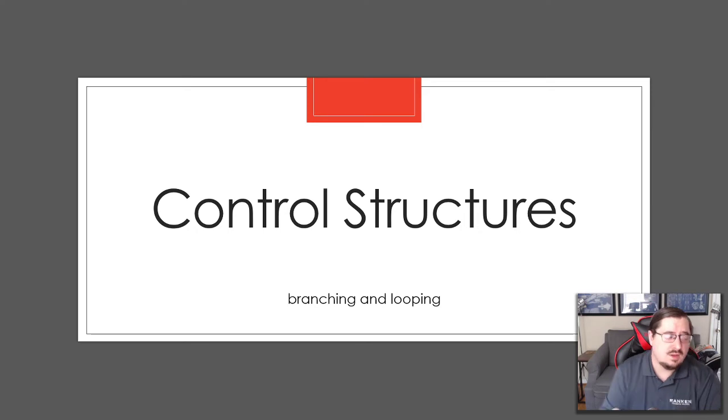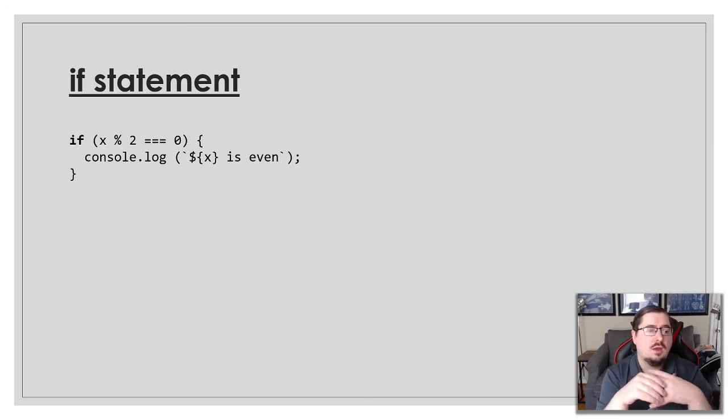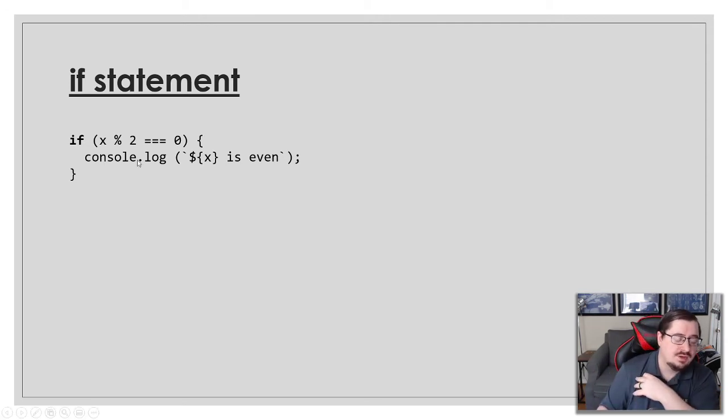Okay. Next up, let's talk about branching and looping, and generally we talk about these as control structures because we're controlling the flow of our code. So first up would be the if statement. The if statement works exactly the same way as it does in C#. You say, here's a condition. If that condition is met, then run the code inside the curly braces. Otherwise, skip past it. So here I'm saying if x is divisible by 2, so x mod 2, so if the remainder is 0, then we're going to write out that x is even.